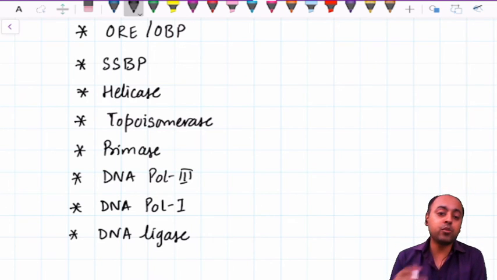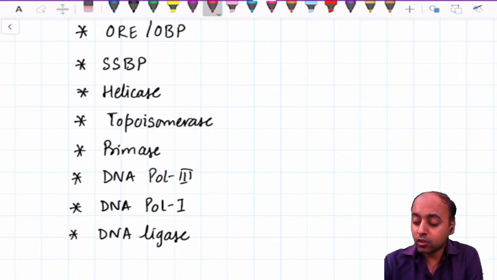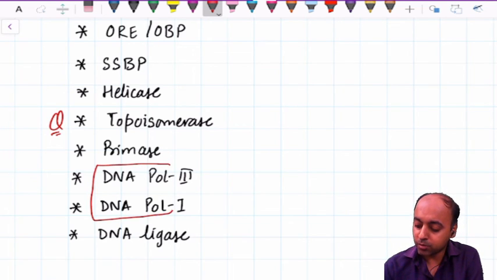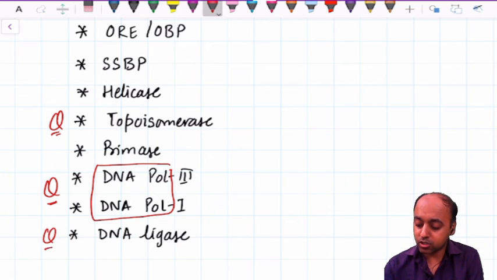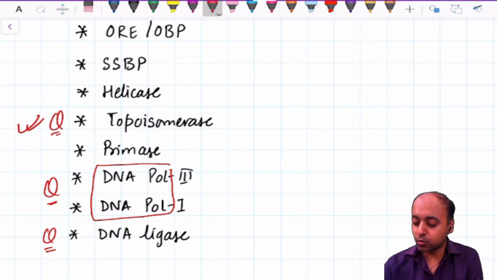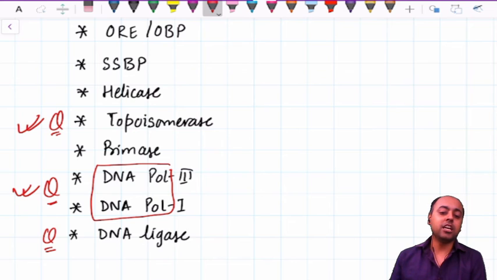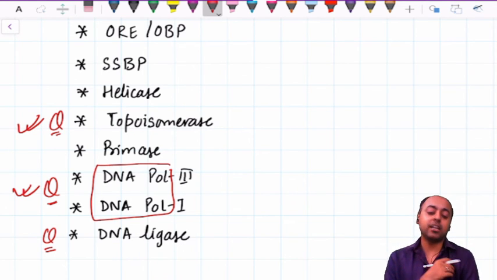So these are the proteins, and you should be able to write the function of these proteins, and you'll get very frequently the short note on topoisomerase. You'll get the short note on the DNA polymerase. Sometimes you can get the question on the DNA ligase also, but primarily you get the question on the topoisomerase and the DNA polymerase. So let me quickly talk about the DNA polymerase, and then we'll compare the prokaryotic and the eukaryotic polymerases.